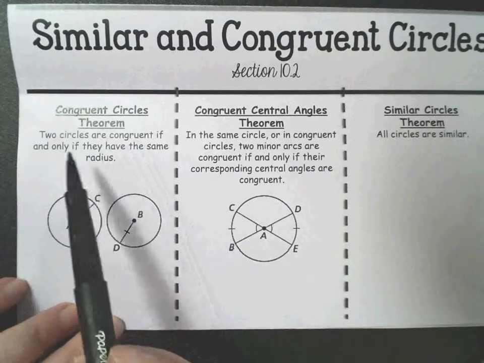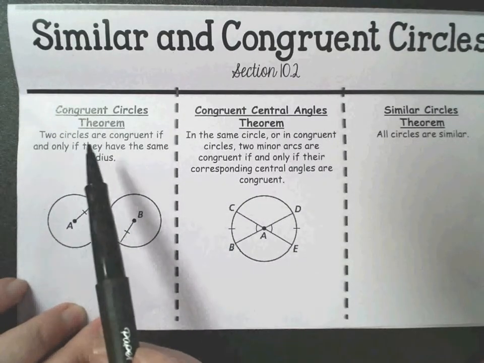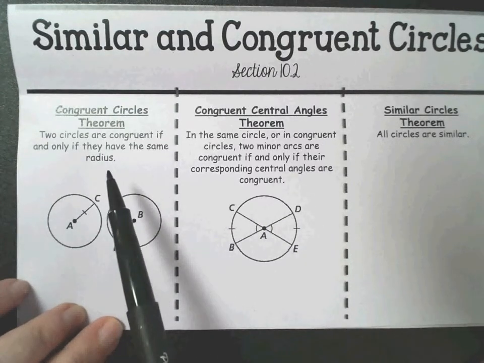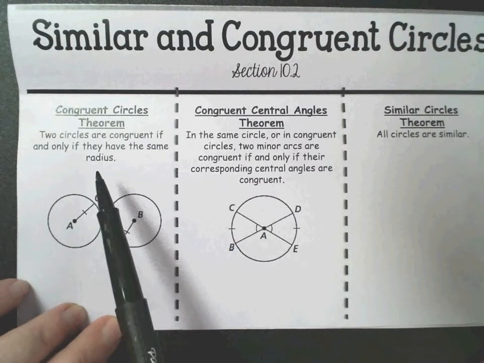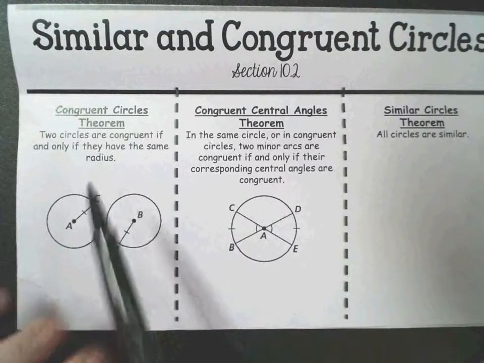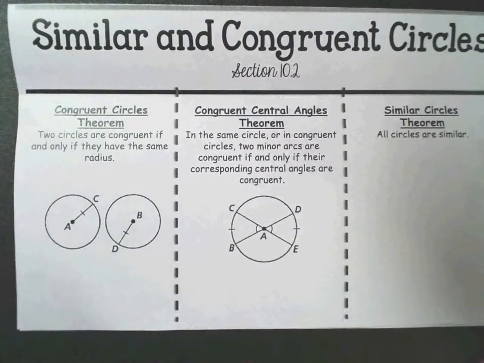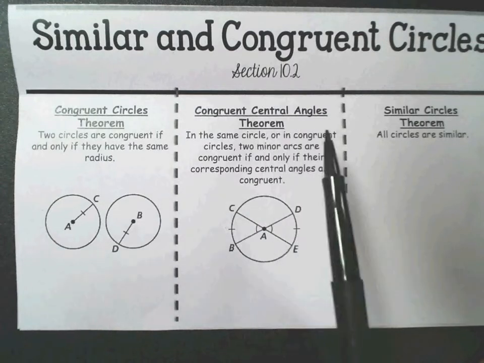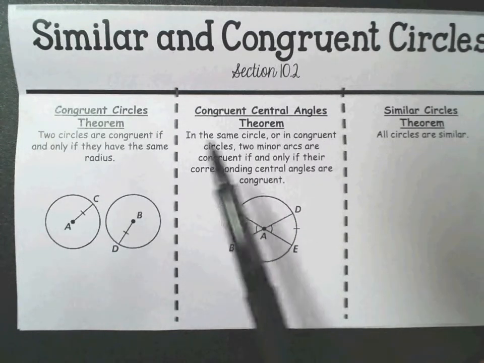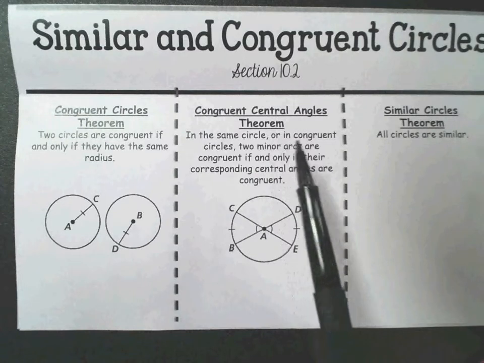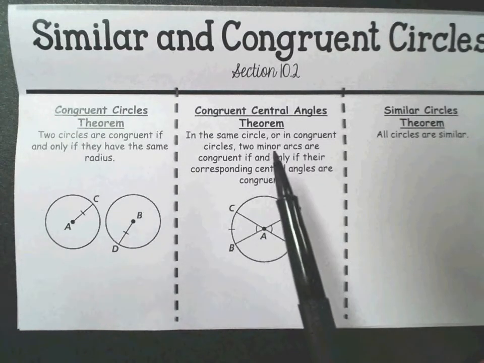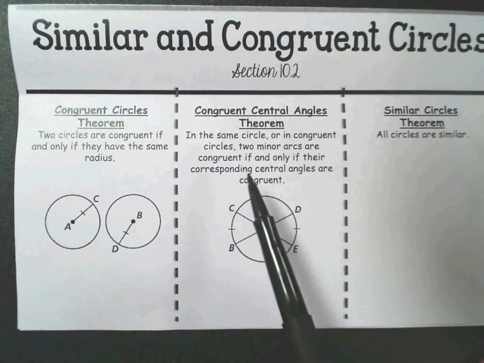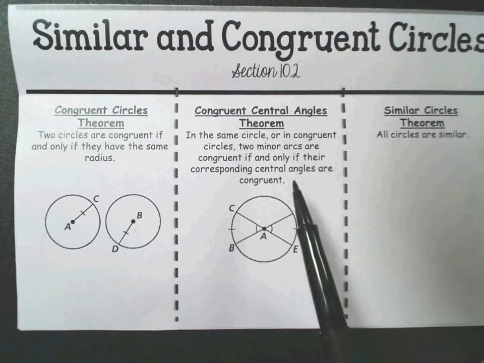So the first one states, two circles are congruent if and only if they have the same radius. So if two circles have the same radius, then those circles are in fact congruent. Then we have what's called the congruent central angles theorem. So if we're on the same circle, or if we're in congruent circles, two minor arcs are congruent if and only if their corresponding central angles are congruent.